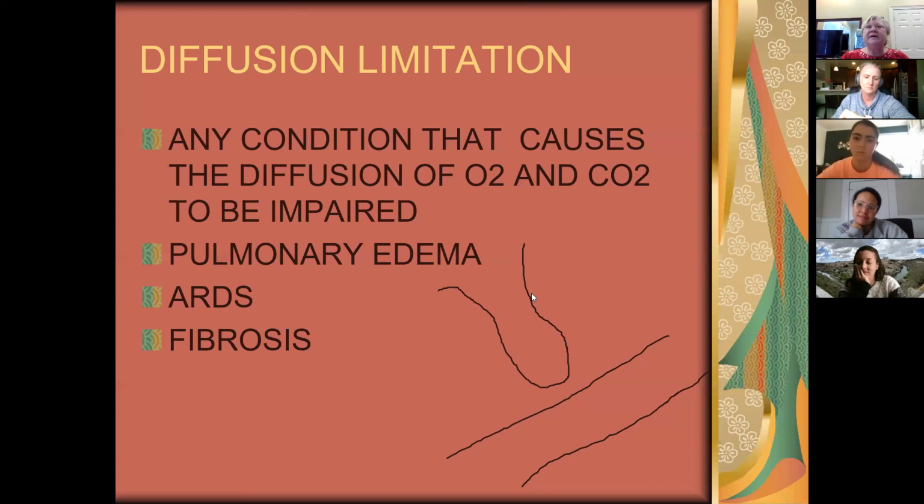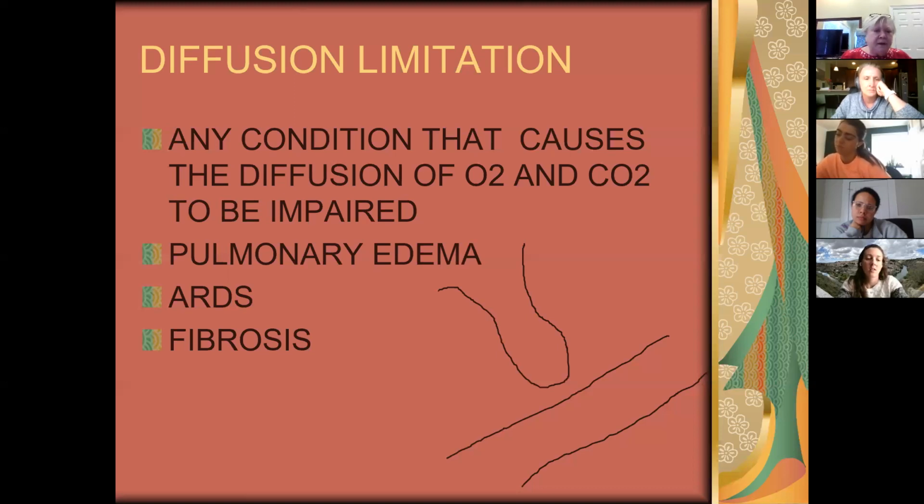This is 1 cell thick. If for some reason the cell wall becomes more than 1 cell thick, or it's blocked by something else, then it's going to have problems with oxygen diffusing into the bloodstream or CO2 getting out. So what could it be?